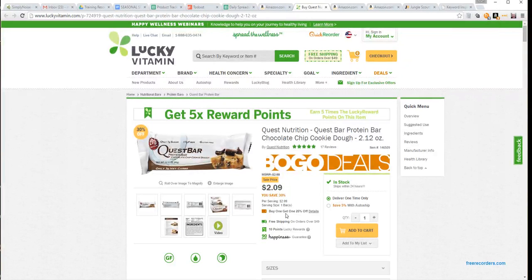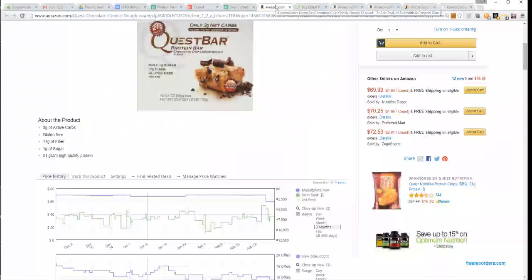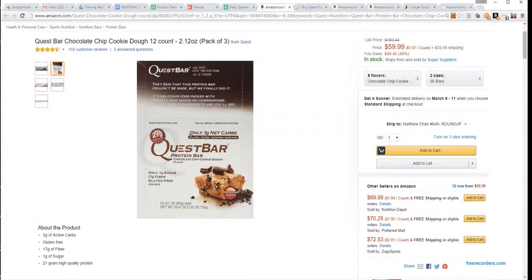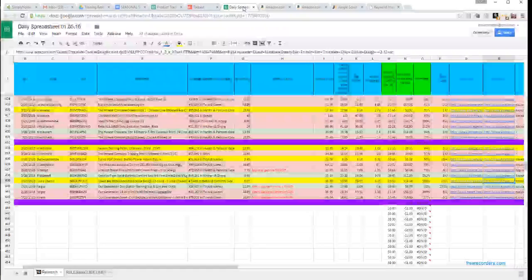So yeah, this won't add up, because it has to be the exact match. We would have to find one of these big boxes and then purchase three of them. So yeah, this one doesn't match. I would just disregard that one.